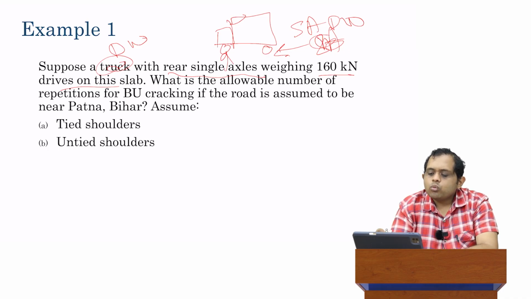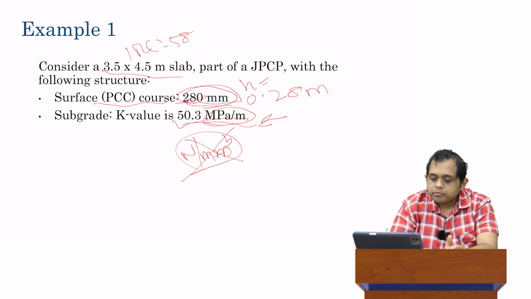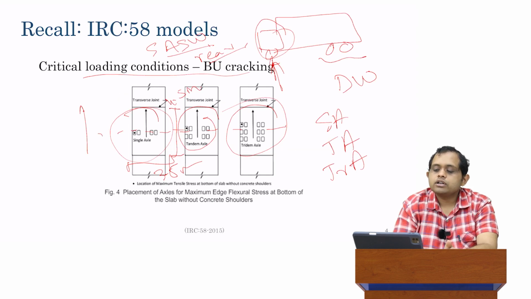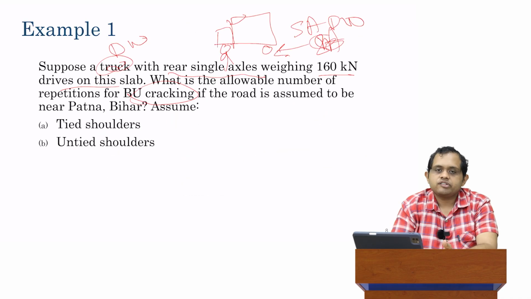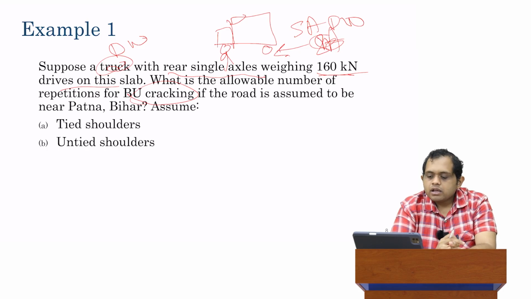The question is, what is the allowable number of repetitions for bottom-up cracking? Straight away, you notice I've said bottom-up cracking. As you recall from the beginning of this lecture, you do not need the steering axle when you're considering bottom-up cracking. The critical loading conditions for bottom-up cracking, if I bring up those figures over here, do not include the steering axle. And therefore, we don't really need to worry about the load of the steering axle. All we have to think about is that the rear axle is a single axle, dual wheel is a good assumption, weighing 160 kilonewtons total.